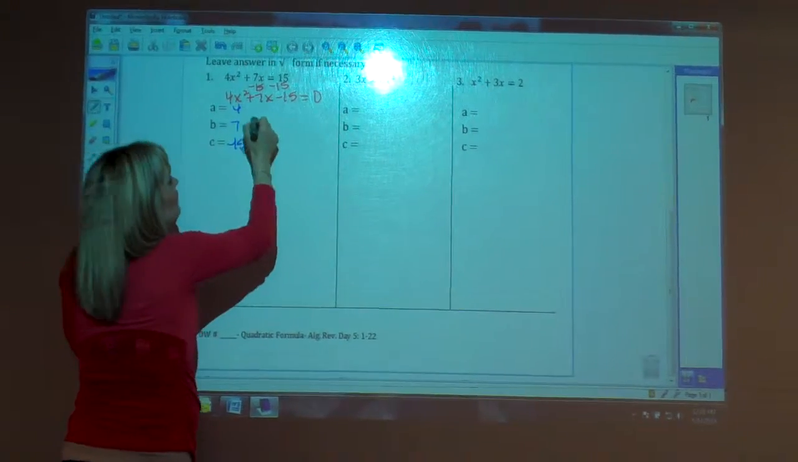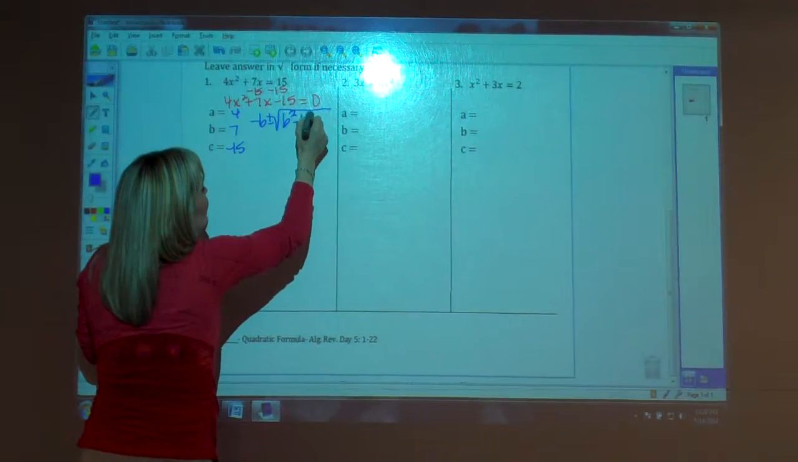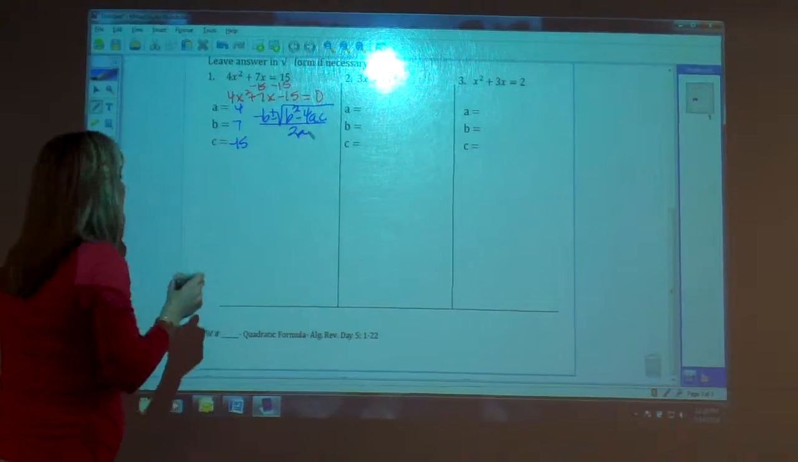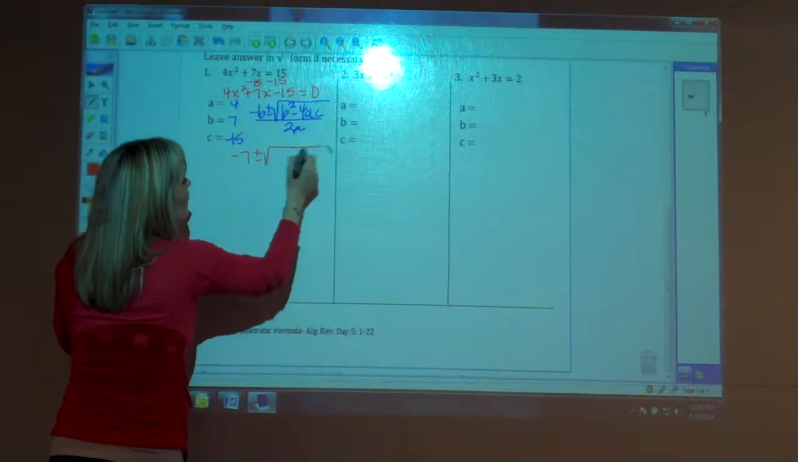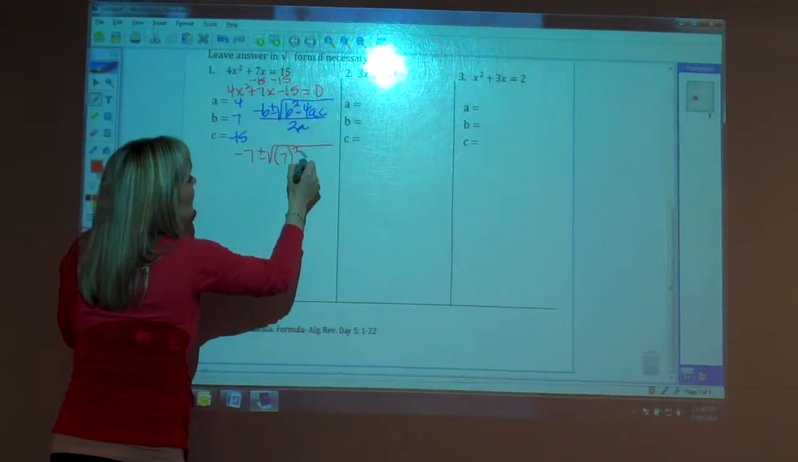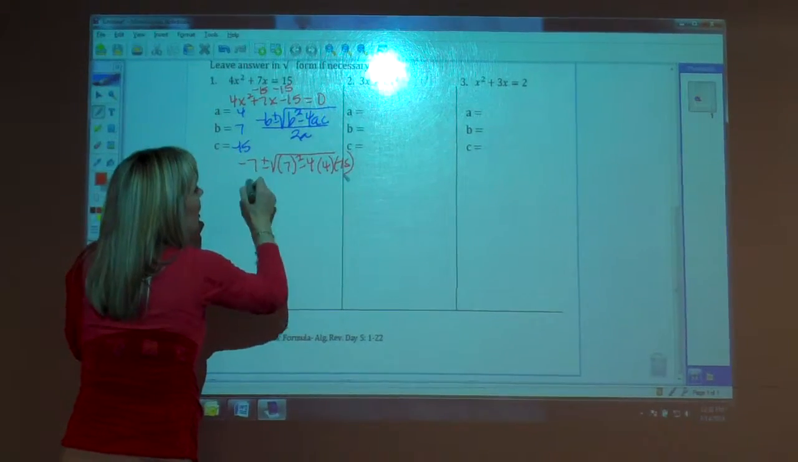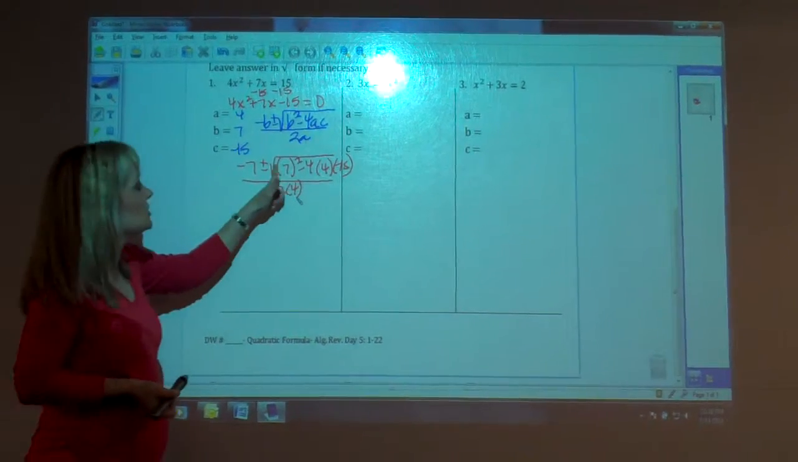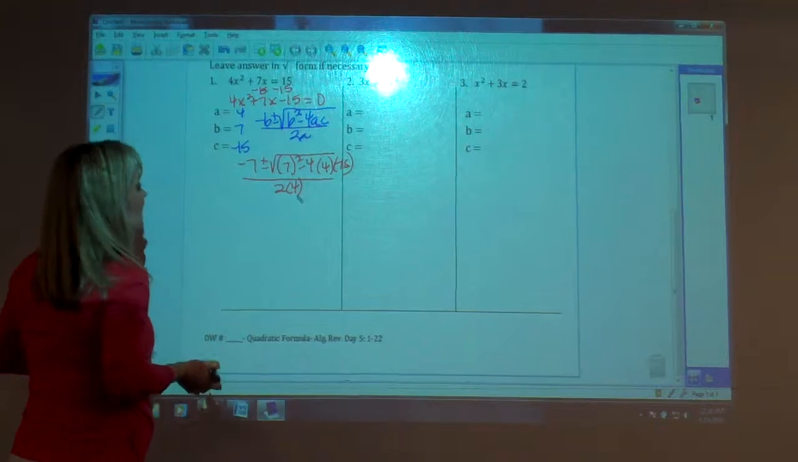Very good. My formula is negative B plus or minus the square root of B squared minus 4AC all over 2A. Yes? Okay. So when I plug in, I have negative 7 plus or minus the square root of 7 squared minus 4 times negative 15 all over 2 times 4. Here's what I want you to do. I want you to type all of this in on your calculator exactly as you see it written.